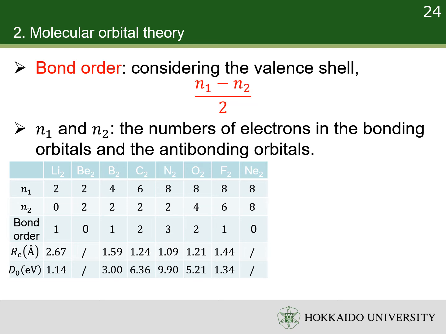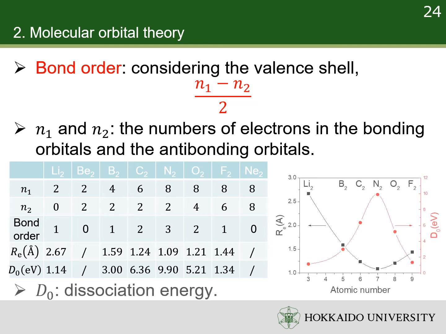The bond orders qualitatively describe the properties of the bonds. Generally speaking, a higher bond order leads to a smaller equilibrium distance and a higher dissociation energy. Thus, diatomic molecules with higher bond orders are more stable. The bonds with bond order 0 are too unstable to exist.